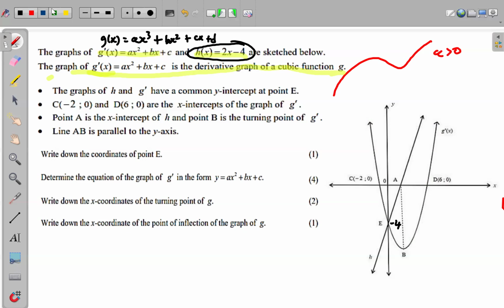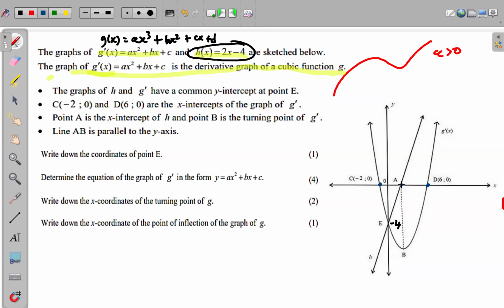Now remember what we said. The x-intercepts of the parabola actually give you the x-coordinates of the turning points of the actual graph of g. So it's very important to remember that relationship. Then point A is the x-intercept of h. Now listen to this. Point A is the x-intercept of h. h is the straight line, right?